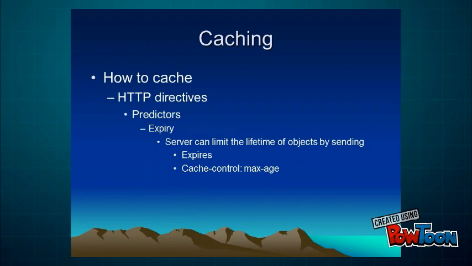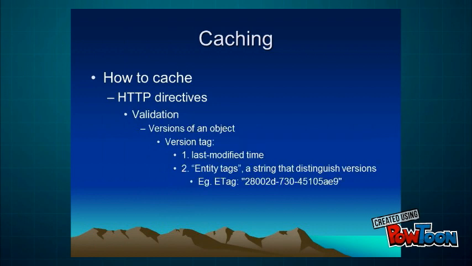Server can limit the lifetime of an object by sending expires and cache control, like maxAge. For the convenience of validation, each object may have different versions, and the version of a tag can be the last modified time, and can also be a string that distinguishes different versions, which is called e-tag.